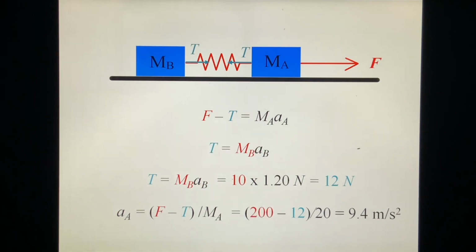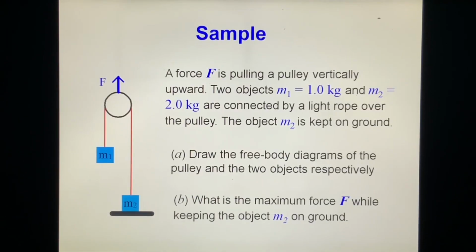It's quite different. Sample. A force F is pulling a pulley vertically upward. Two objects, m1, 1.0 kilogram, and m2, 2.0 kilogram, are connected by a light rope over the pulley. The object m2 is kept on the ground. Question A. Draw the free body diagrams of the pulley and the two objects respectively. B. What is the maximum force F while keeping m2 on the ground?